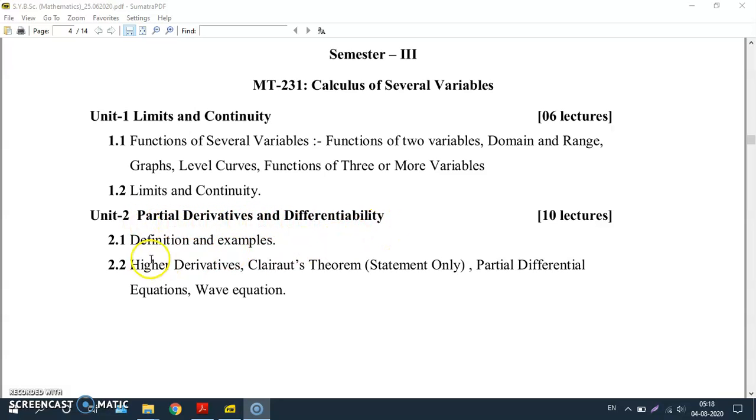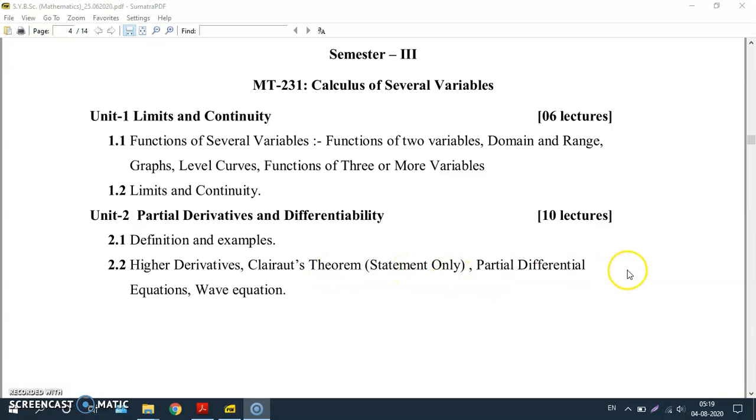The first topic is definition and example. Here we will see what is meant by partial derivative with some examples. Then in 2.2, we will talk about higher derivatives, that is second order partial derivatives or third order partial derivatives. Clairaut's theorem, here we have a statement only, that is, we do not include the proof of this theorem.